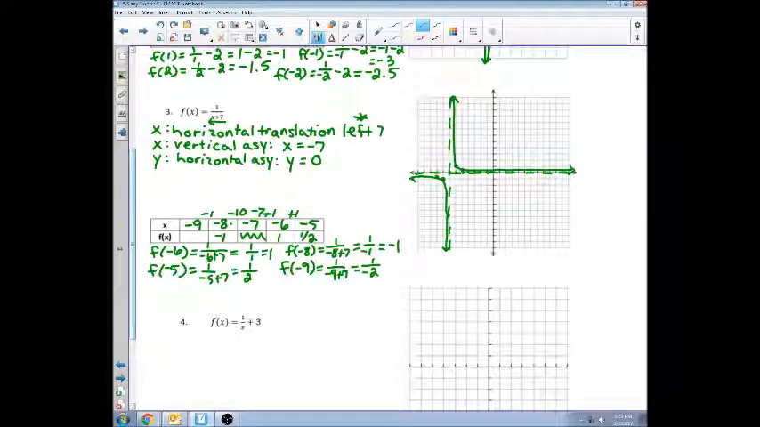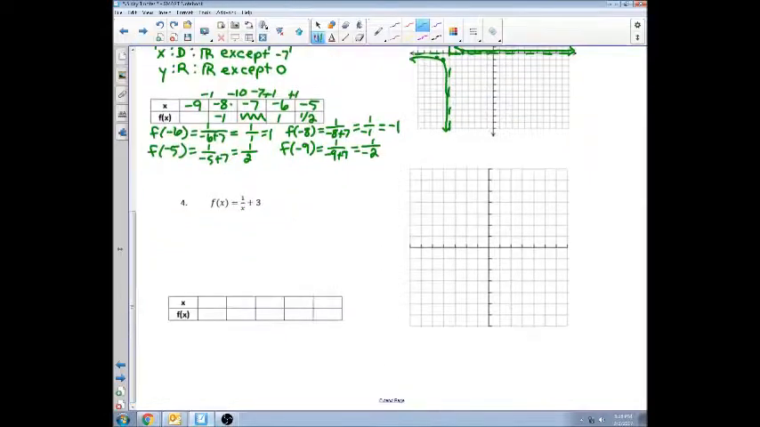Okay? The last things again are my domain and range. So my domain, which works with my x value, this x tells me that my x's are going to work with negative 7. It'll be all real except negative 7. My range works with the y's. It has not moved. Horizontal asymptote. So it's all real except 0.